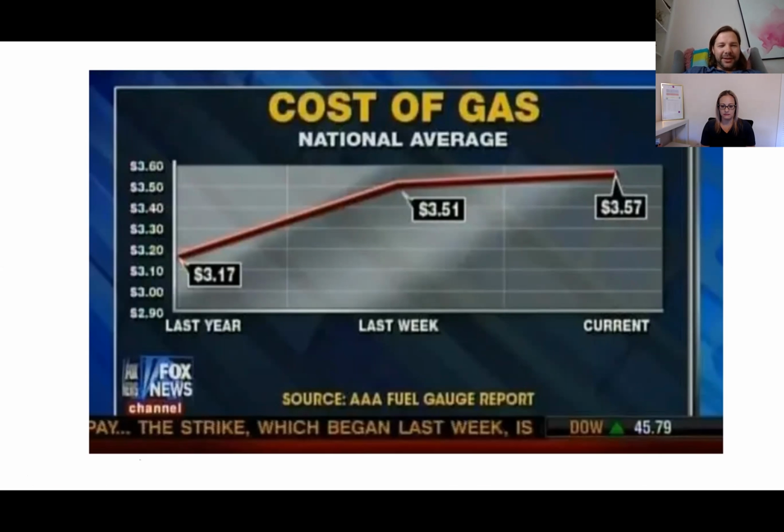I guess, yeah, and it's funny that the time scale from last year to last week is the same distance as last week to current. So 7 days gets the same emphasis as an entire year.